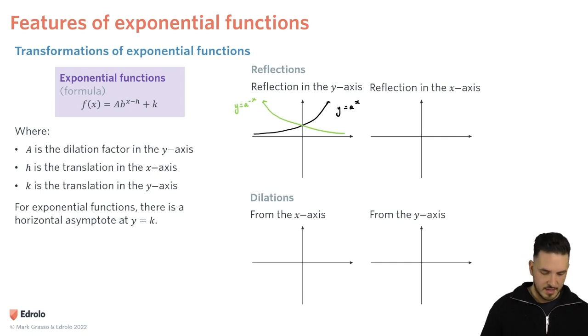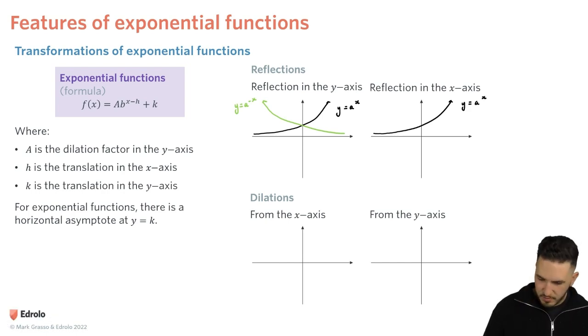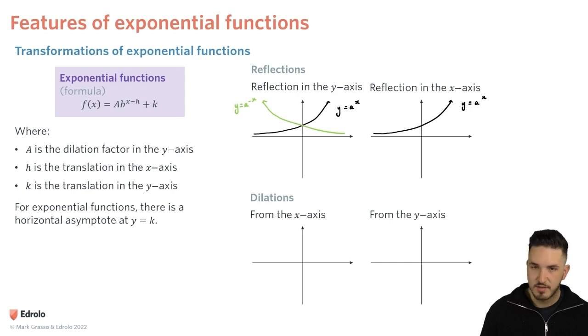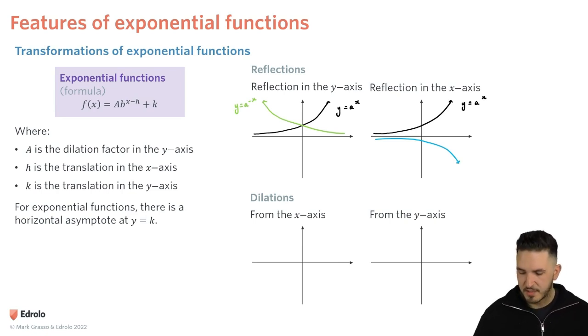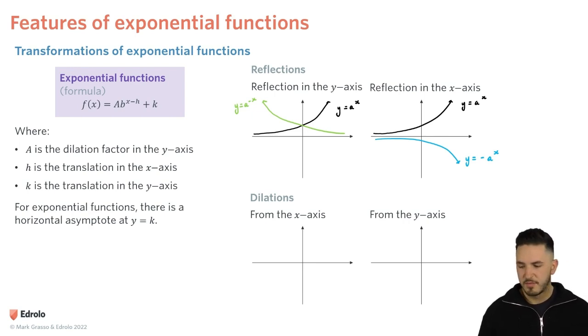Looking at a reflection now in the x-axis. So again, let's first draw our initial graph of y equals a to the x. Let's go with blue. So reflection in the x-axis means there's a mirror on that x-axis and it's being reflected about that. And again, the shape stays the same. However, now it's being mirrored about the x-axis. So we're going to have y equals negative a to the power of x. So reflections are quite important because they tell you the general shape and whether or not you're going to have intercepts.